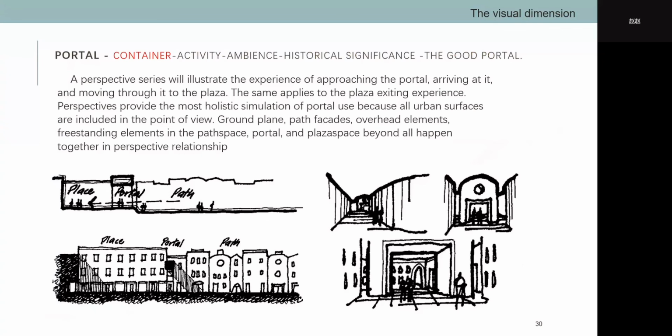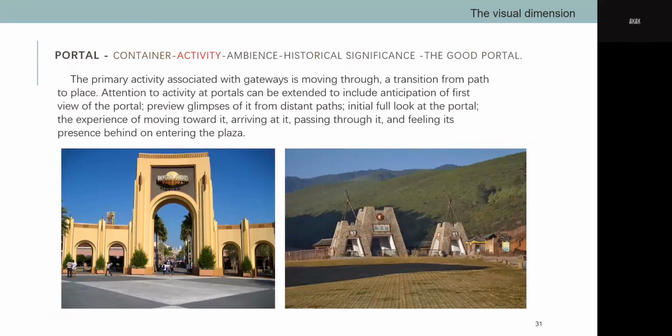Ground plane, path, overhead elements, freestanding elements in the path space, portal, and plaza space beyond all happen together in perspective relationship. The primary activity associated with the gateways is moving through a transition situation from path to place.